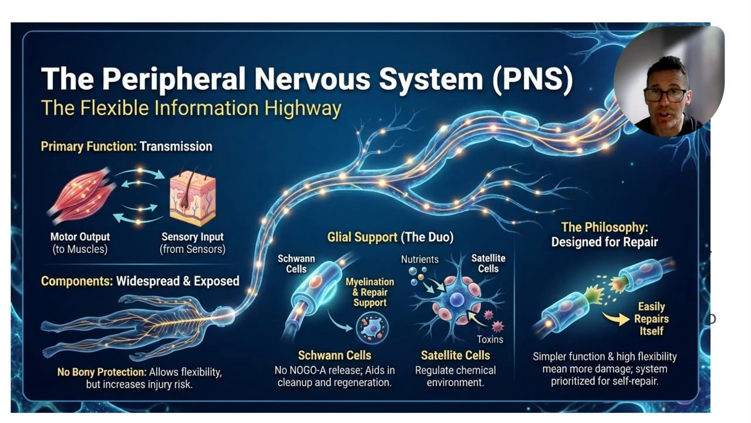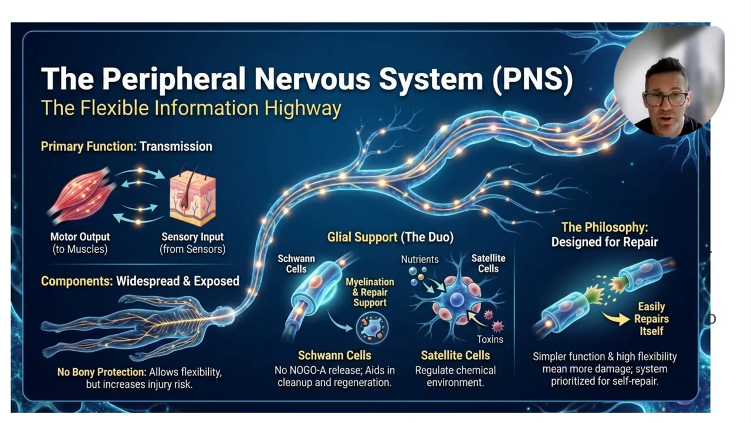The peripheral nervous system, on the other hand, the flexible information highway, is the one that takes the information from the central nervous system and gives it out to the rest of the body, or receives information from the body and gives that back to the central nervous system. And because it is connected throughout the entire body, there is no bony protection to it, because it requires that flexibility to be able to move. But that obviously increases the risk of it being injured. But because it's got a simpler function and the requirement for higher flexibility, the system is prioritized for self-repair.